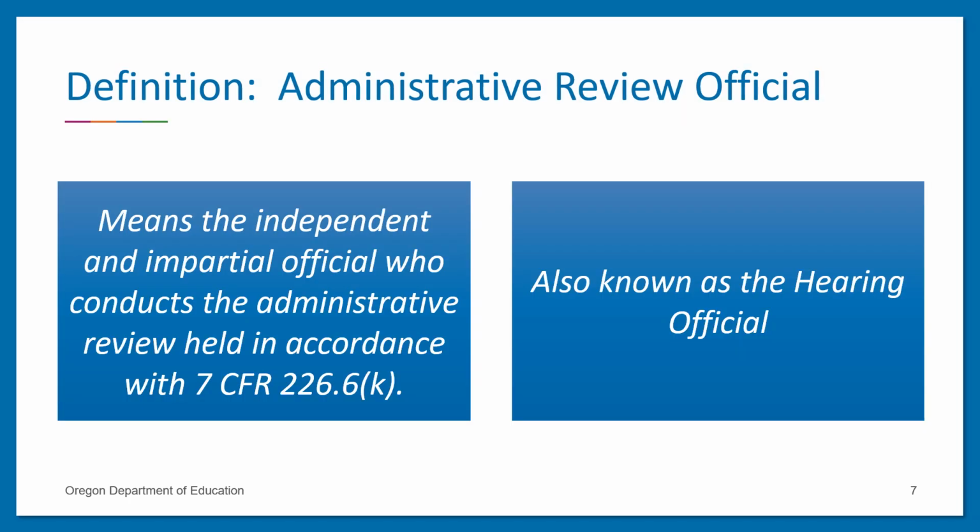The administrative review official is also known as the hearing official. This person must be independent and impartial. This means that although the hearing official may be an employee of the Oregon Department of Education, he or she may not have been involved in the action that is subject to appeal or have a direct personal or financial interest in the outcome of the appeal.